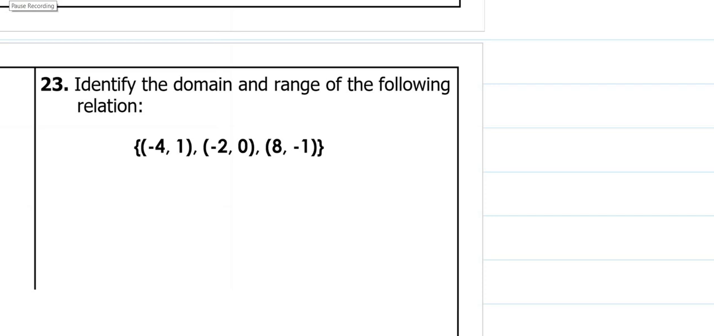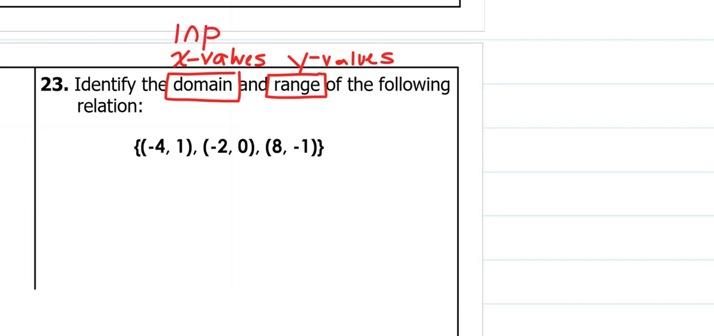Number 23. Identify the domain and range of the following relation. Okay, so we're looking for the domain and we're looking for the range. Domain is another word for the x values. Range is the y values. Another word for domain is the input into a function. And the y values are the output.